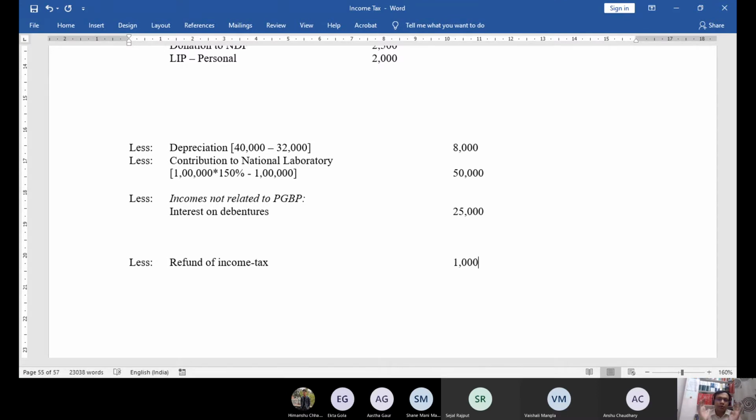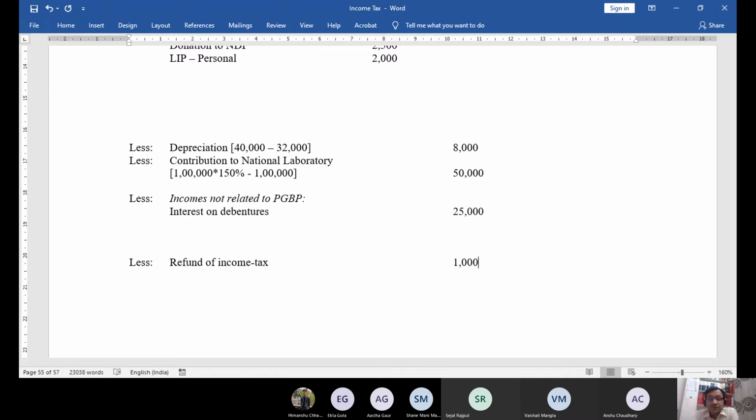You have to simply apply your logic. If you remember the structure of PGBP with the help of sections 30 to 35 DDA, 36, 37 subsection 1, 37 subsection 2B, 40 clause A, 40 clause B, 43B, 44 AD, AE, AF, and if the structure is clear, then you can easily attempt the question logically as well as conceptually.